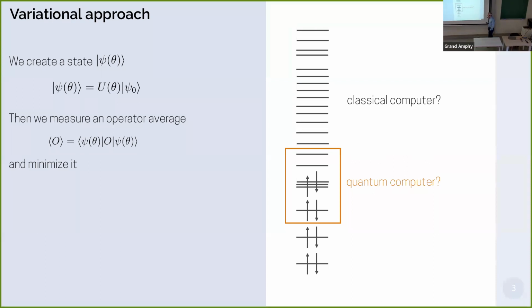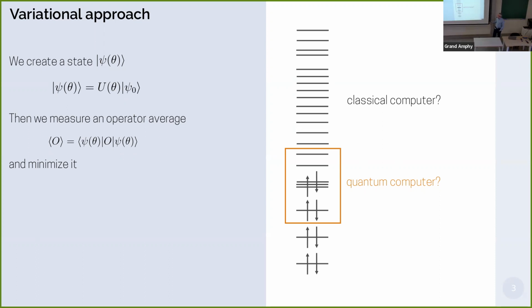What is a variational approach? In a variational approach, we initialize all the qubits of a quantum computer in a kind of trivial way, which is indicated here by this state psi 0. And then we act with certain gates that form a unitary operation onto this initial state, and the gates are parameterized with the parameters theta. Now we come to the final state, and then we measure some type of operator average at the end and try to minimize it. And the minimized operator average is the solution.